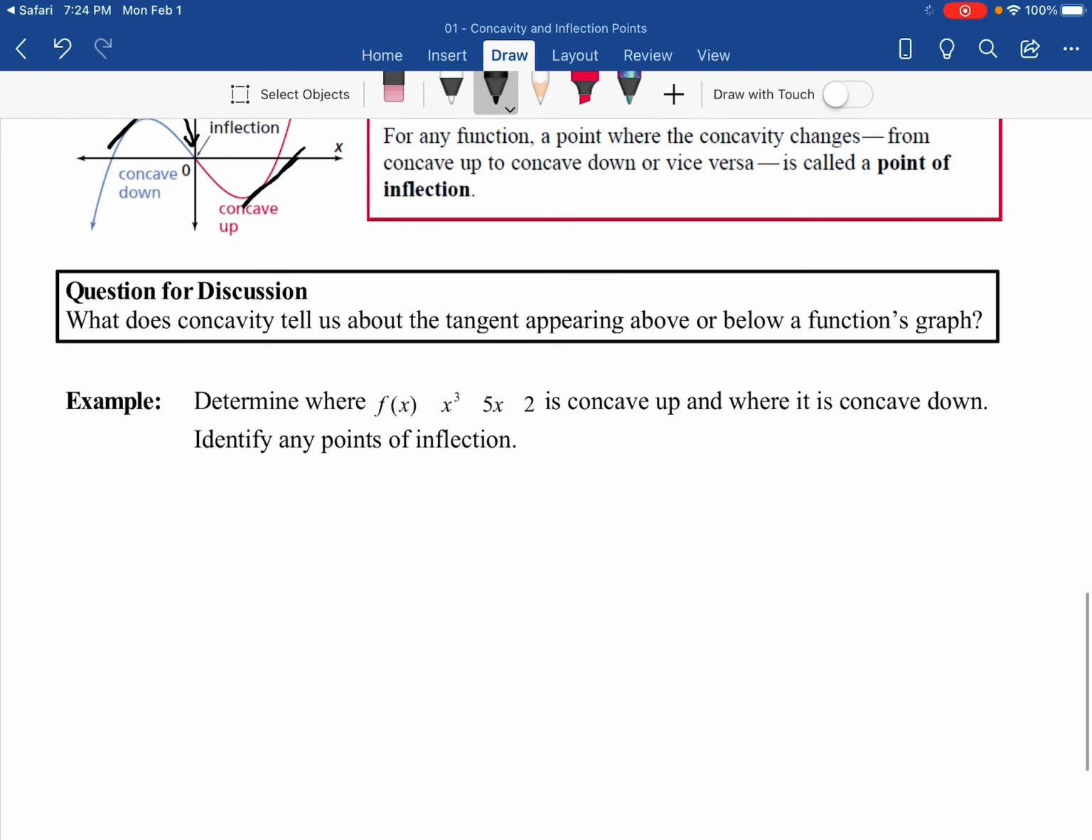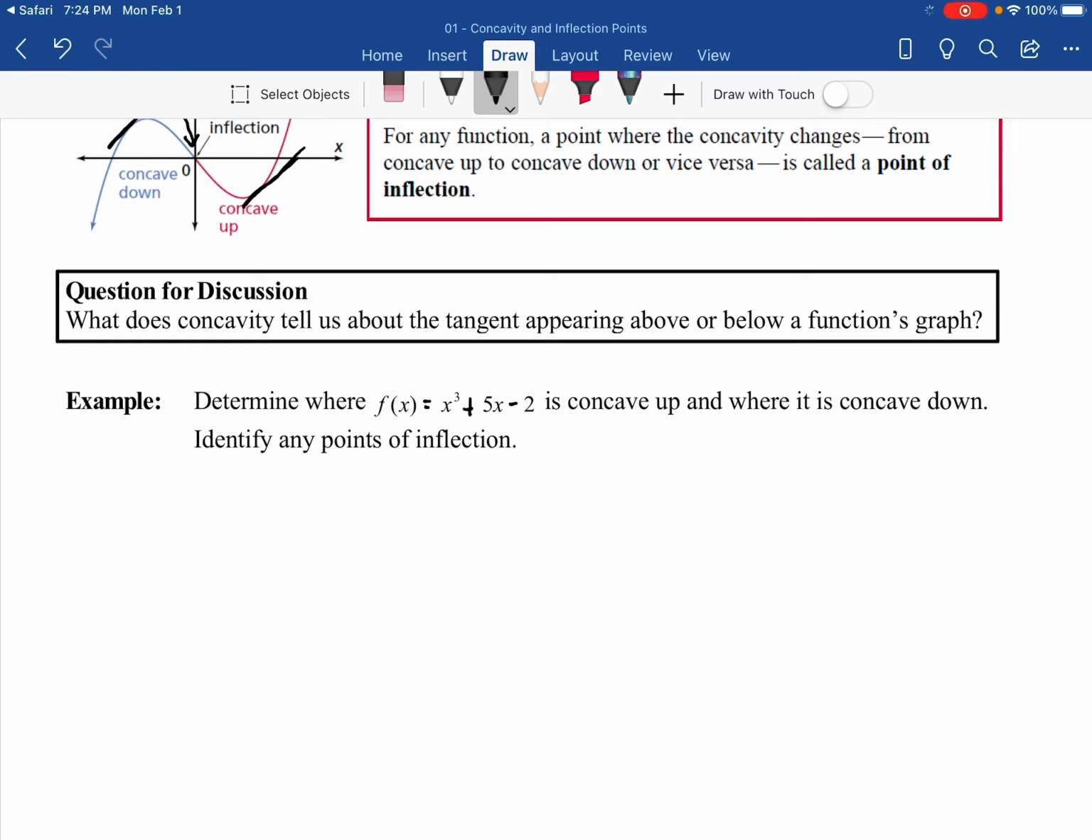Okay. Determine where f of x equals x cubed plus 5x minus 2 is concave up and concave down.